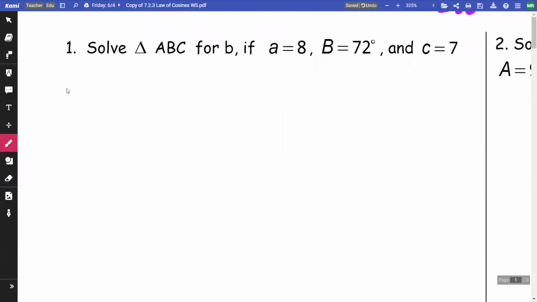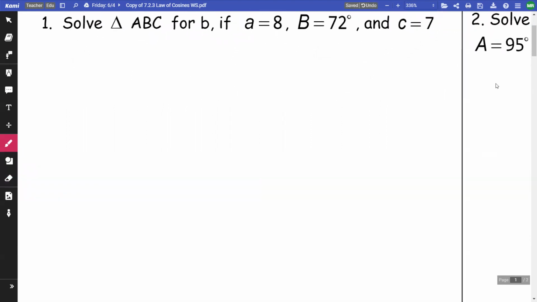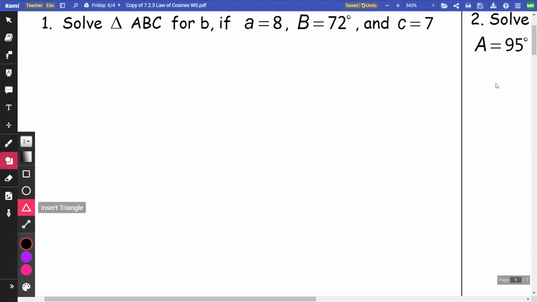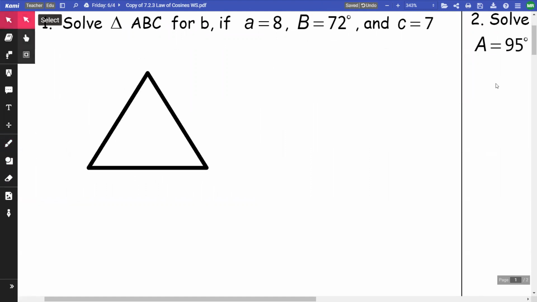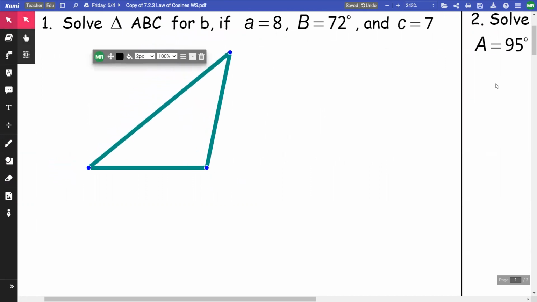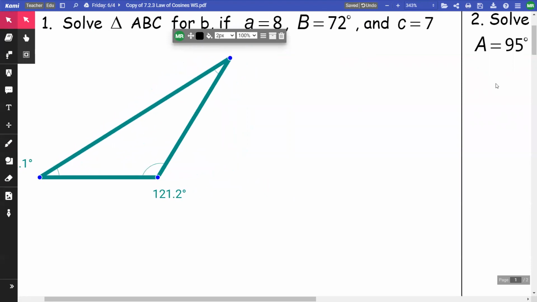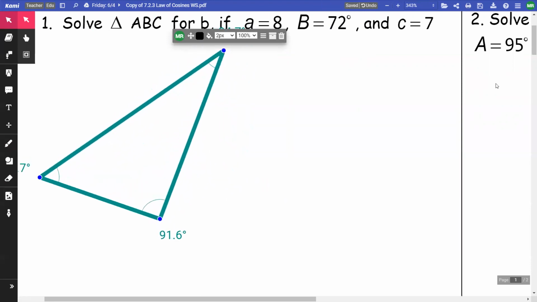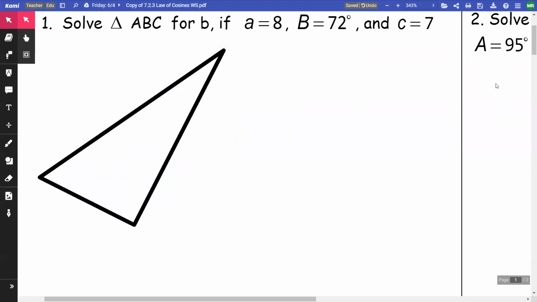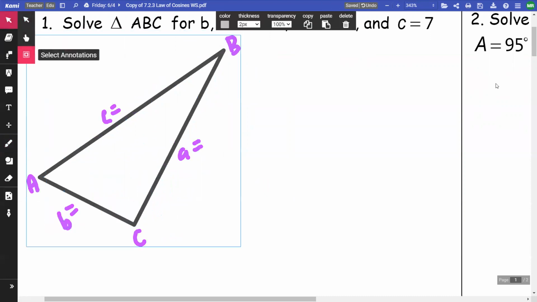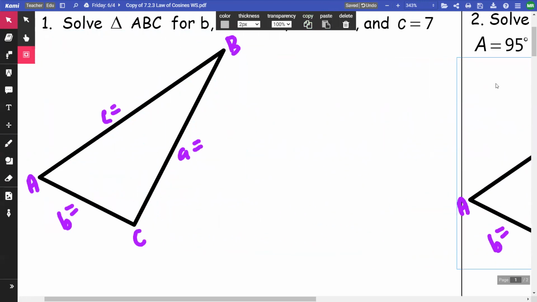So let's take a look at this first one here. So we have a triangle. Let me grab a triangle, and I'm going to make it so that it doesn't look like an isosceles a little more. Okay, and let me label this. This is A, B, C, and this is going to be little c, this is going to be little a, and this is going to be little b. I'm going to copy and paste this onto the next problem.